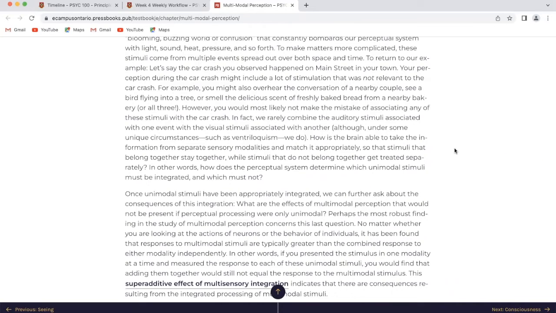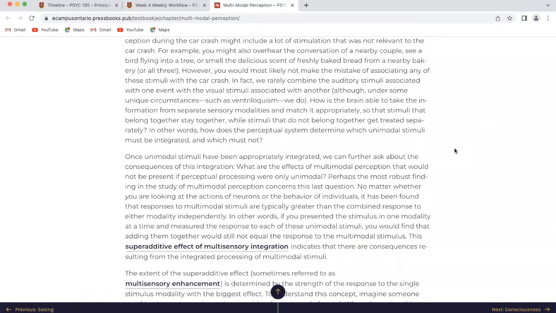How is the brain able to take the information from separate sensory modalities and match it appropriately, so that stimuli that belong together stay together while stimuli that do not belong together get treated separately? In other words, how does the perceptual system determine which unimodal stimuli must be integrated and which must not? Once unimodal stimuli have been appropriately integrated, we can further ask about the consequences of this integration. What are the effects of multimodal perception that would not be present if perceptual processing were only unimodal?